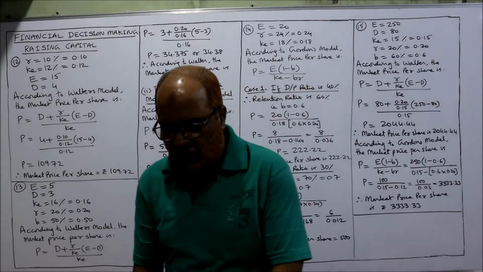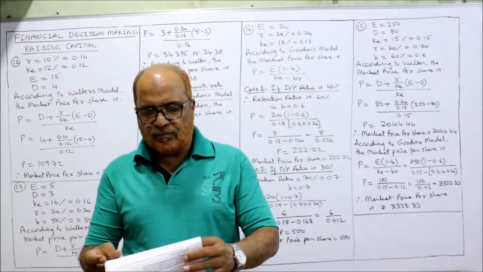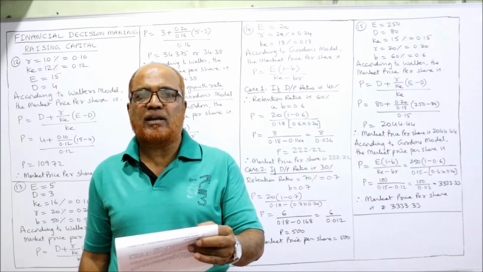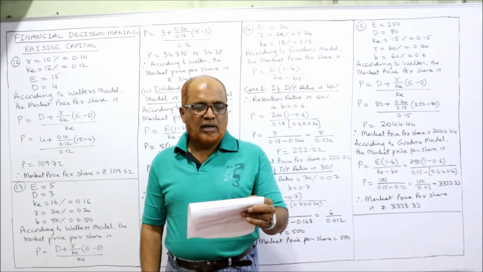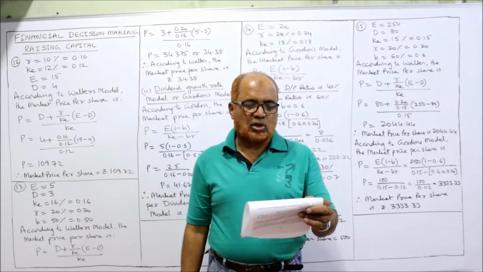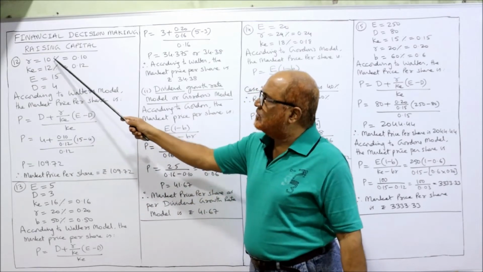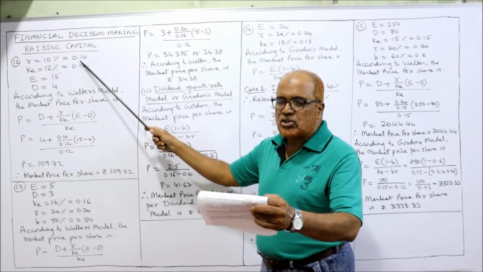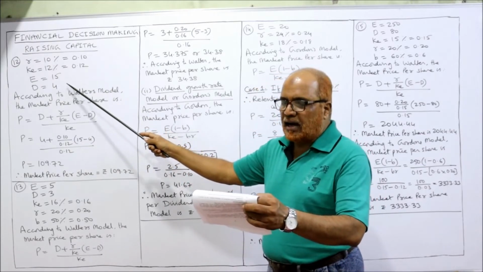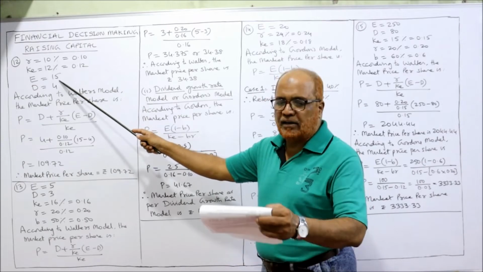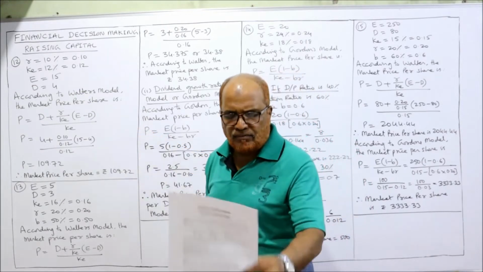Now, see problem number 12. The 12th problem I am reading out. From the following information, calculate the market price per share using Walter's model. Only we have to apply Walter's model. Rate of return 10%. Rate of return means internal rate of return R. So here R is given as 10%, 0.1, and cost of capital KE is given as 12%, 0.12, and earnings per share E 15 rupees and dividend per share 4 rupees.